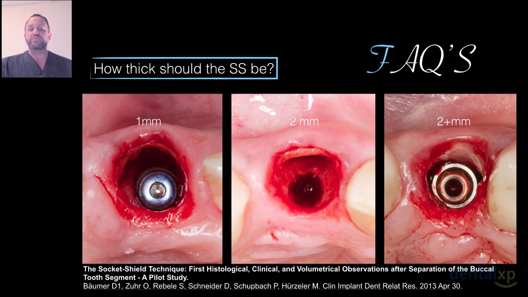So we've gone back to a thicker 2 millimeters and a 2 millimeter plus socket shield, as you'll see in some of the next cases, to make sure that we get less flexion and that we really get good stability of that buccal plate with our socket shield.